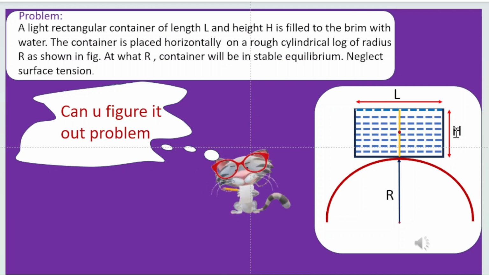Today I came with an interesting problem. First I will read this problem without delay. A light rectangular container of length L and height h is filled to the brim with water. The container is placed horizontally on a rough cylindrical log of radius r as shown in the figure. At what r will the container be in stable equilibrium? Neglect surface tension.